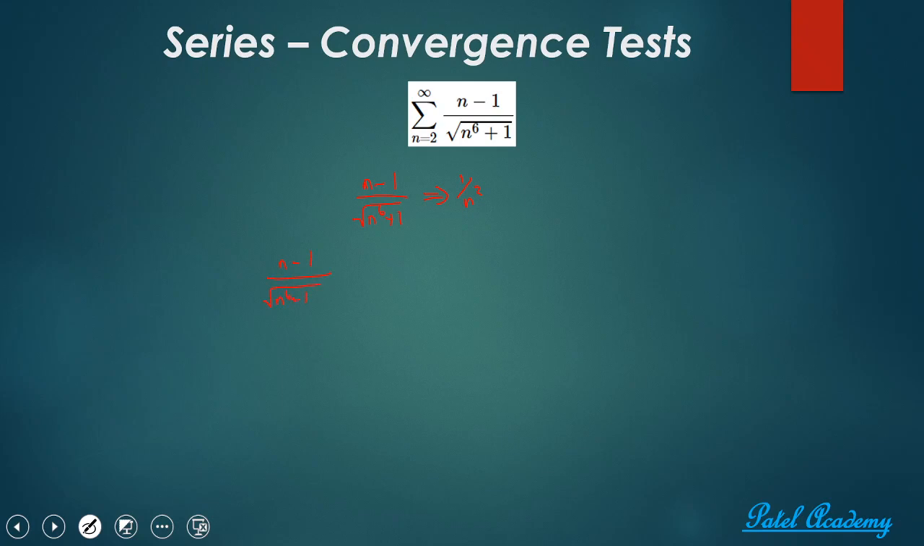So let's think about the inequalities that we can write. Well, we know that n minus 1 on the top will obviously make it smaller. So this is smaller than n over the square root of n to the 6th plus 1. That's a fact. We also know that if we remove the 1 in the denominator, then the denominator becomes smaller, so this inequality is also true.